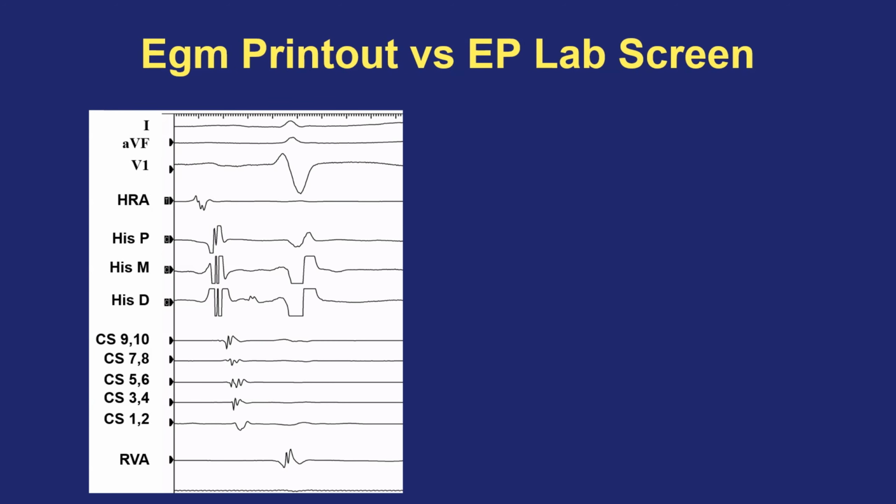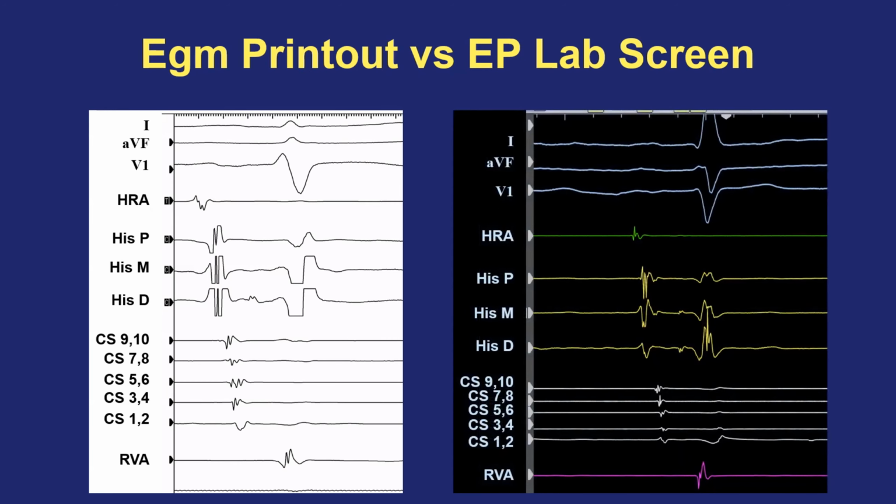When we print out snapshots and present them on screens like this, we usually get a black and white version. But in the EP lab, we have additional features at our disposal to make things easier to see and sort out, and that includes coloring the electrograms. This is the color system that I personally use, where I will display the high right atrial catheter in green, the His bundle catheter in yellow, the coronary sinus in white, and the right ventricle signal in lavender.